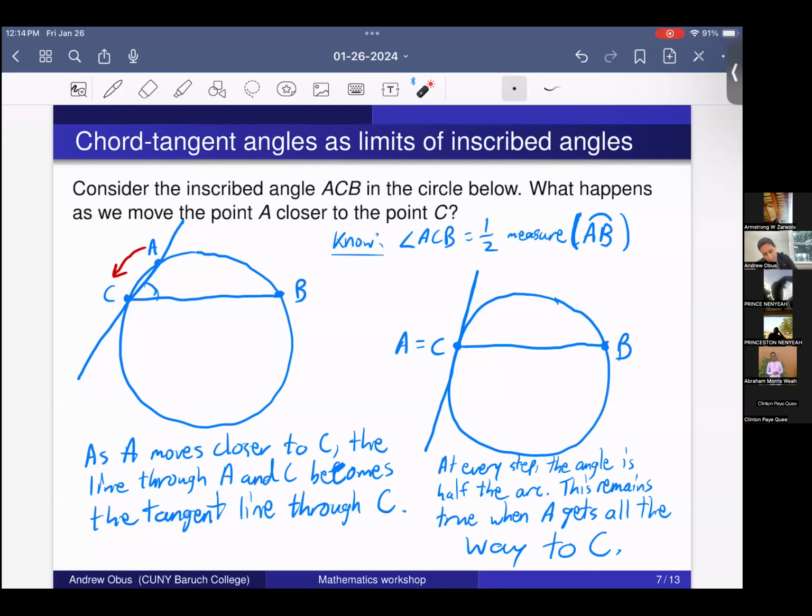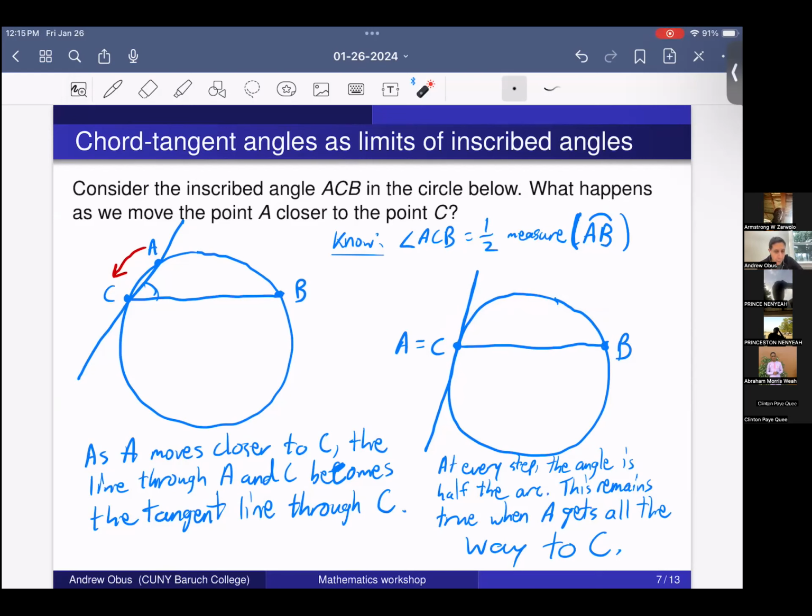And what you should think of it is that the chord tangent diagram is just the limit of the inscribed angle diagram as the point A goes toward the point C. So as it gets closer and closer to C, this line goes toward the tangent line and the arc goes toward arc AB, and the relationship between the two is still going to hold. Okay, so this is maybe just an idea of why your chord tangent formula is the same as the inscribed angle formula.